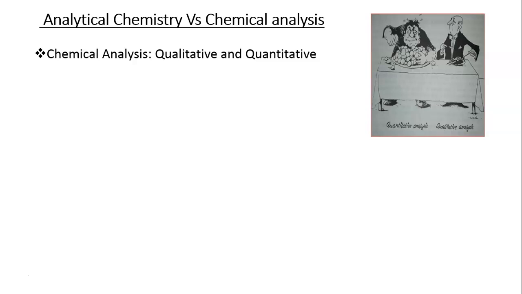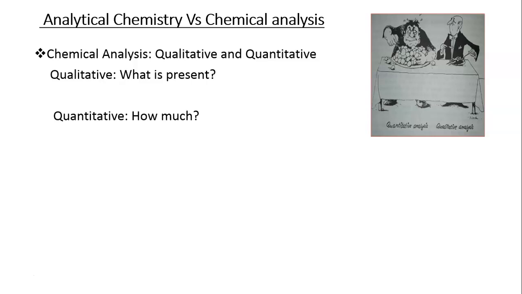Just have a look at this picture that is in front of you. When you look at this picture, you will get some idea about what is meant by qualitative and quantitative analysis. You might have guessed it correctly. Qualitative analysis means when you find out what is present, and quantitative analysis is when you find out how much is present. So qualitative is what is present and quantitative is how much is present.